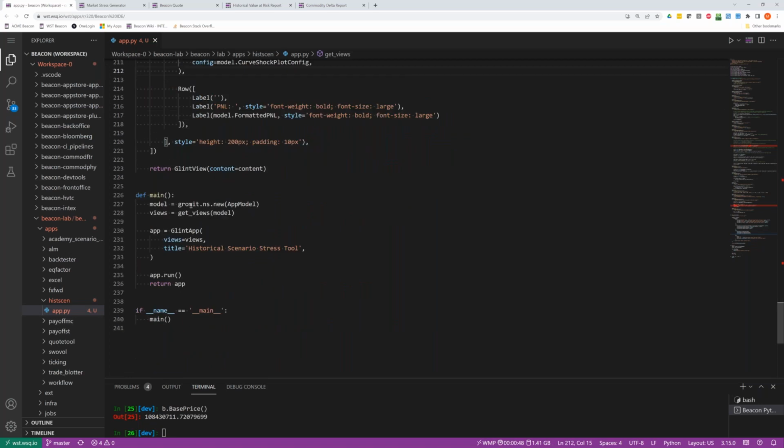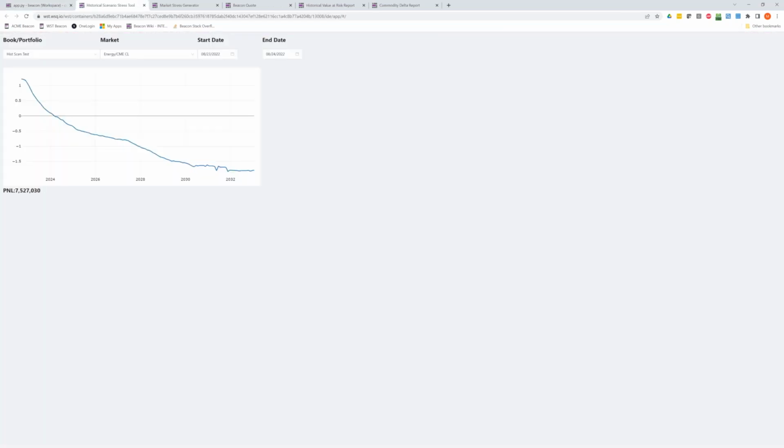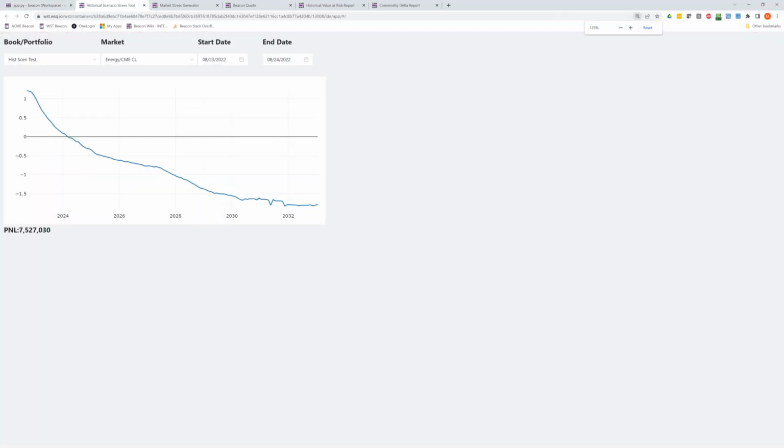And then the main function pulls the model and views together, rolls it into an app and runs the app. So let's just run that. I'll hit F9, and on the fly that translates that Python code into a real web application, not a super fancy web application. So here I can choose the portfolio, which market I'm running against, the start and end date. It'll show me the curve shock that it's going to apply, and then it shows me the P&L for the book that I'm pointed at due to the shock.